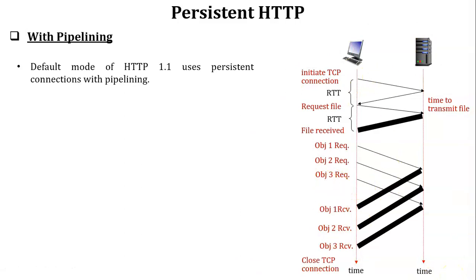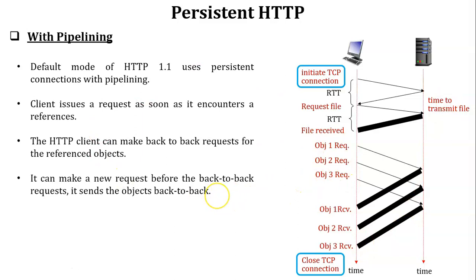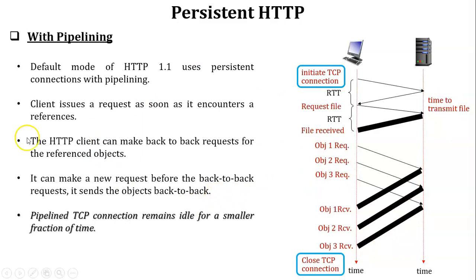So as per the discussion of persistent HTTP, multiple files are accessed from the server on a single TCP connection. What I have explained in this diagram is written over here. So the problem of no pipelining is solved here. With pipelining, the TCP connection remains idle for a smaller fraction of time. It means all the objects are received at the client side within a smaller fraction of time, and the TCP connection is closed. If you have any query regarding persistent and non-persistent HTTP, you can ask me in the comment section.